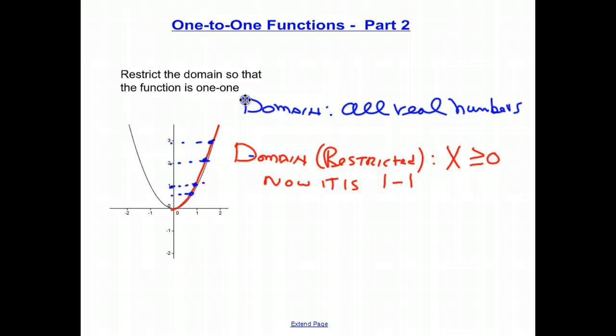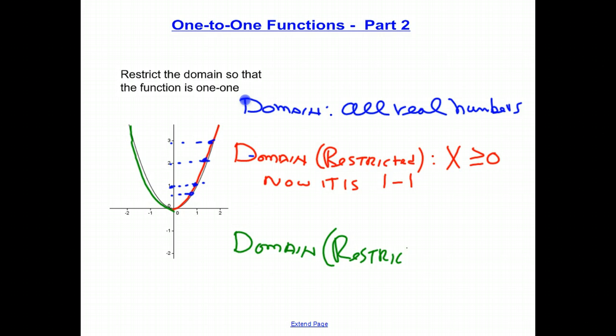Now, we didn't have to restrict it that way. What if we decide to restrict it this way? How about if we make x values all negative? So we could also say restrict the domain so that x is less than or equal to 0. Notice once again that this would pass the horizontal line test, because for every y value, there would just be one x value. So in this case, now it is one-to-one.